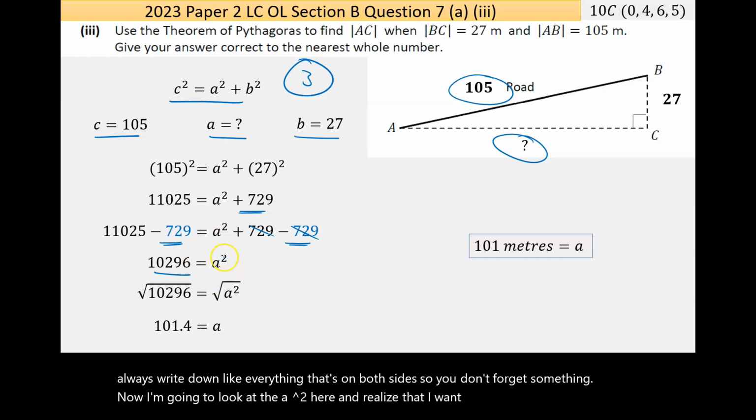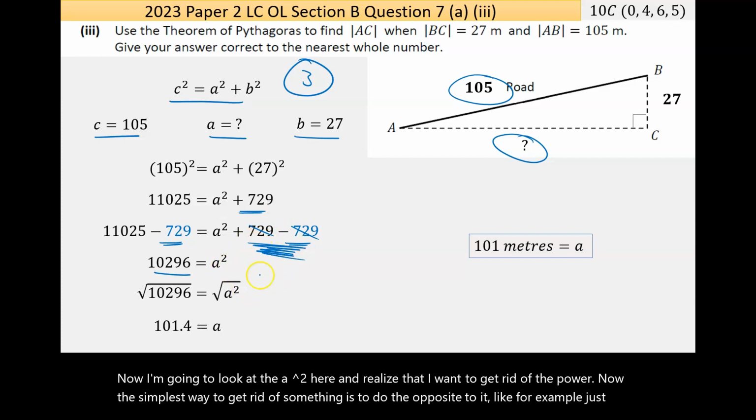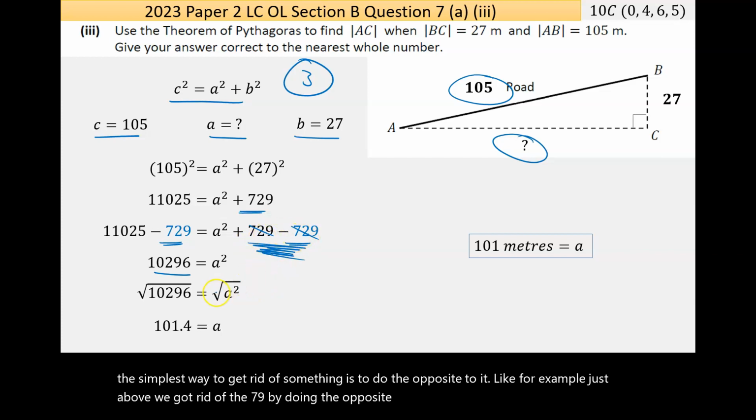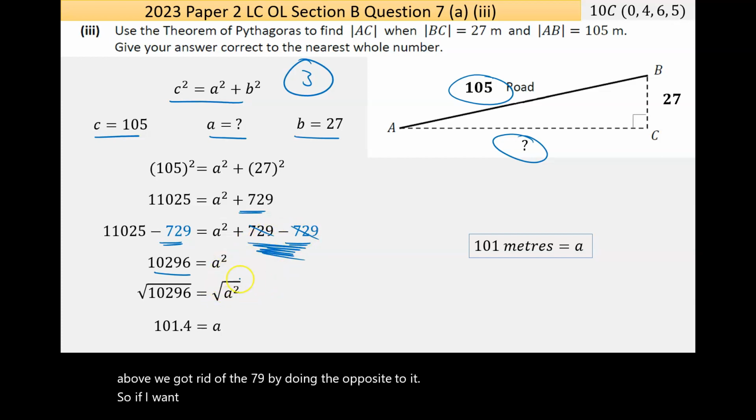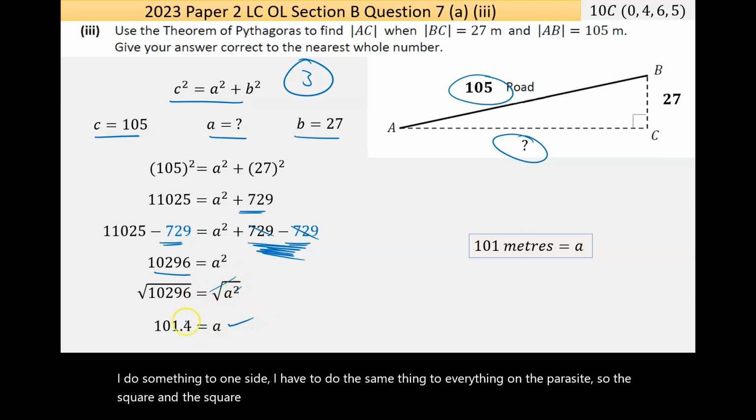Now, I'm going to look at the A squared here and realize that I want to get rid of the power. Now, the simplest way to get rid of something is to do the opposite to it. Like, for example, just above, we got rid of the 729 by doing the opposite to it. So if I want to get rid of a square, I could square root it. That'll do it. Okay, they'll cancel. Now, if I do something to one side, I have to do the same thing to everything on the far side. So the square and the square root cancel. You're left with A. On the far side, the square root of 10,296, I came up with 101.4.